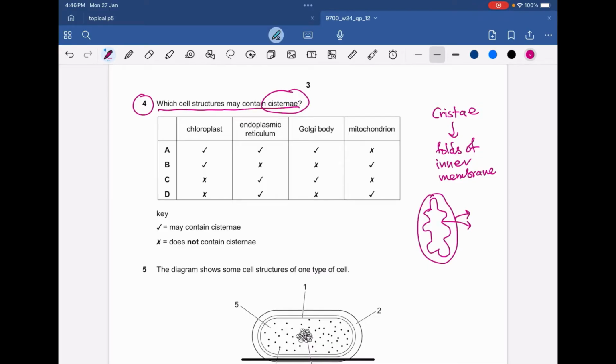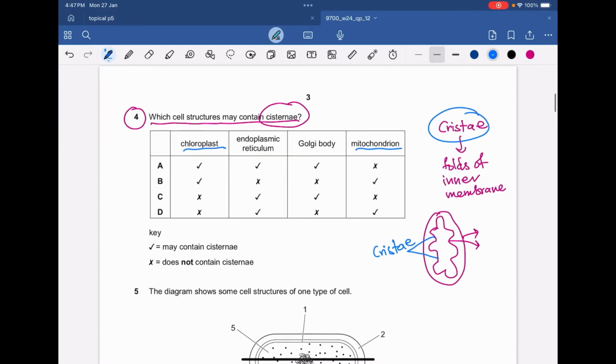So what are the cristae? Cristae are basically the folds of the inner membrane, like these folds. They are called the cristae, and they are found in the mitochondria and the chloroplast. And in this question they are talking about cisternae. Cisternae are basically found in the endoplasmic reticulum and the Golgi bodies.